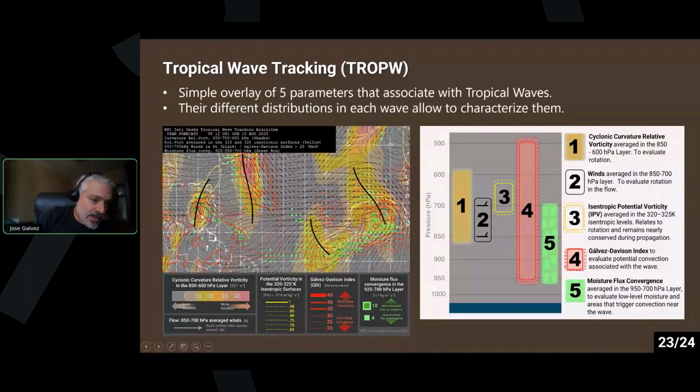Whereas here, in this closed circulation in the Caribbean, or at least closed at this level, 850 to 700, you have the moisture convergence with the axis and behind. So this would be a positively tilted tropical wave. So this doesn't only help you to find how the waves move, but it will also help you have an idea of the characteristics of the waves that you are analyzing.